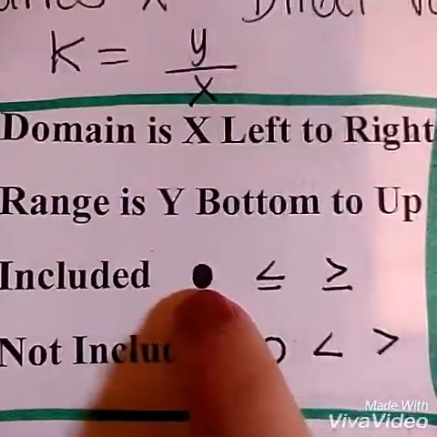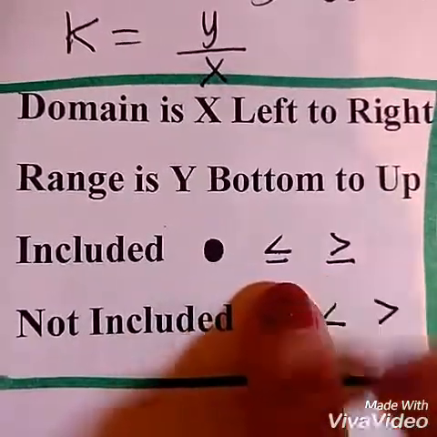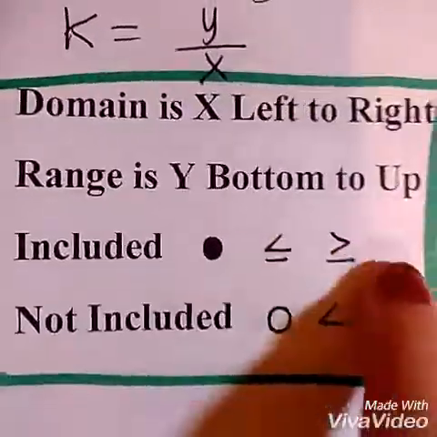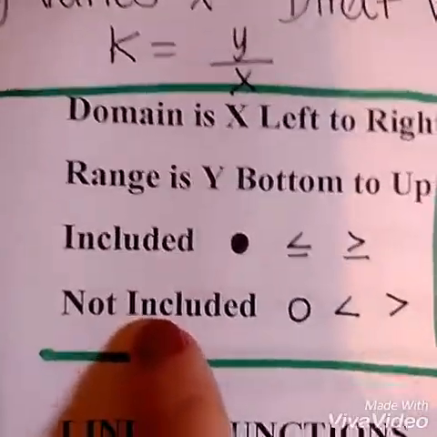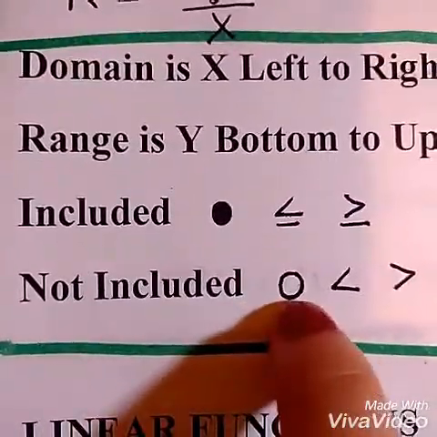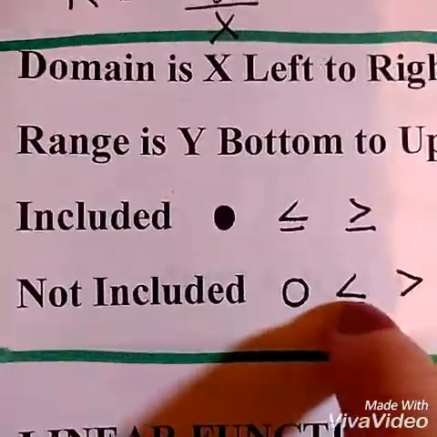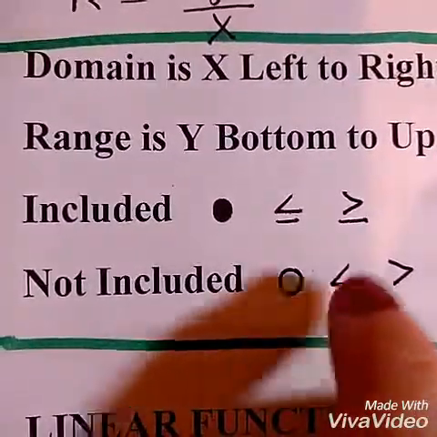If they have the closed circle, we're going to only use the one that has the line underneath. This one is less than or equal to, and this one is greater than or equal to. Now let's talk about not included. That means the open circle, and it is not going to include the equal sign. So this one is just straight less than.